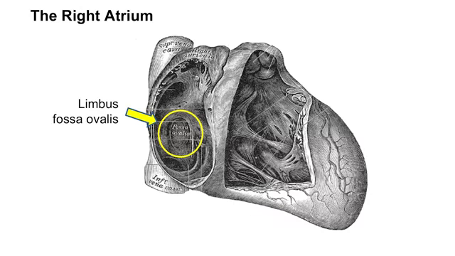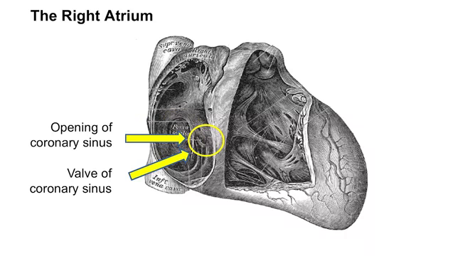The right atrium collects, as mentioned, the venous blood through the vena cava superior and inferior. Here's a view from the right heart border. In the right atrium, you can see the fossa ovalis. Right below the fossa ovalis is the orifice of the coronary sinus.